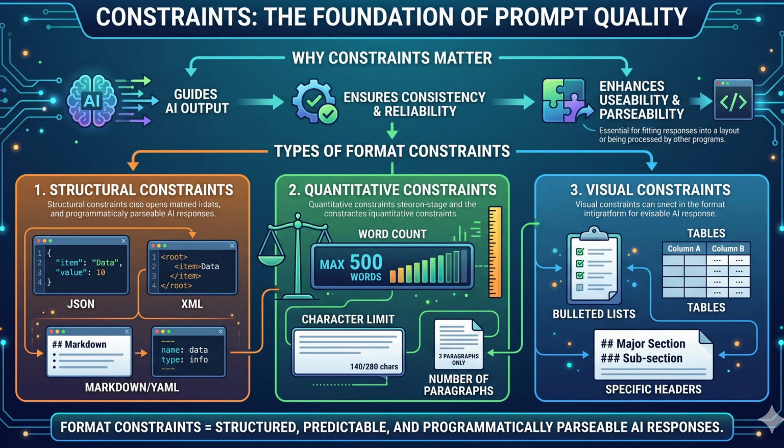This is essential when the AI's response needs to be parsed by another program or fit into a specific layout. Structural: specifying JSON, XML, Markdown, or YAML. Quantitative: defining a word count, character limit, or number of paragraphs. Visual: requesting a bulleted list, table, or specific headers.